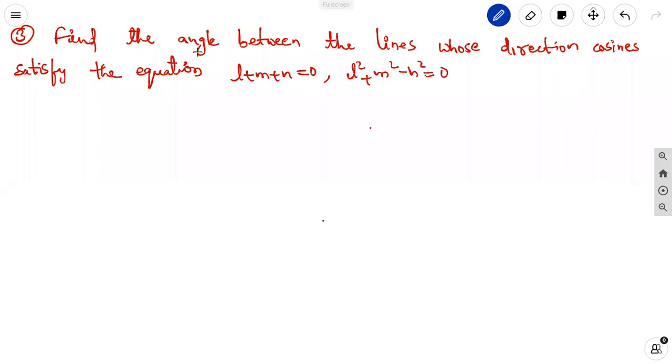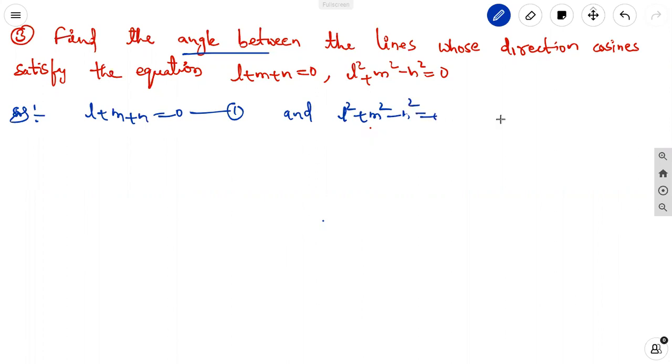Third one is find the angle between the lines whose direction cosines satisfy the equations. First equation is l plus m plus n equal to 0, let it be equation 1. And second equation is l square plus m square minus n square equal to 0, it is the second equation. First, we can find out the direction cosines and then we can find out the angle between the lines.